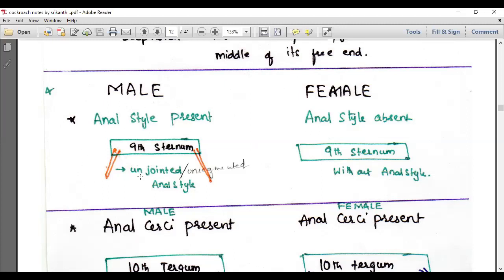What information do we need to remember for the anal style? It is an unsegmented or unjointed appendage. It is on the ventral side. It arises from the 9th sternum. It is present only in the male. You can't see this anal style in the female. In the same way, when it comes to the female, the anal style is absent. The 9th sternum is without an anal style.